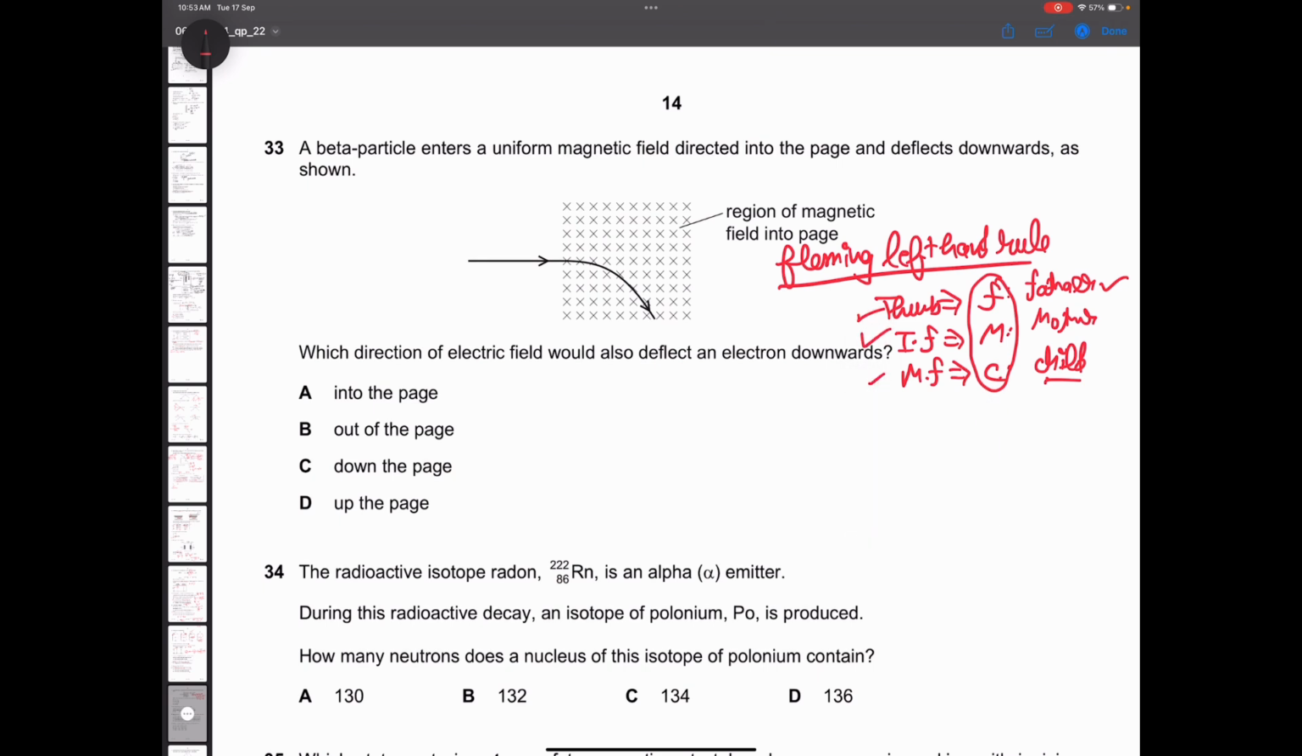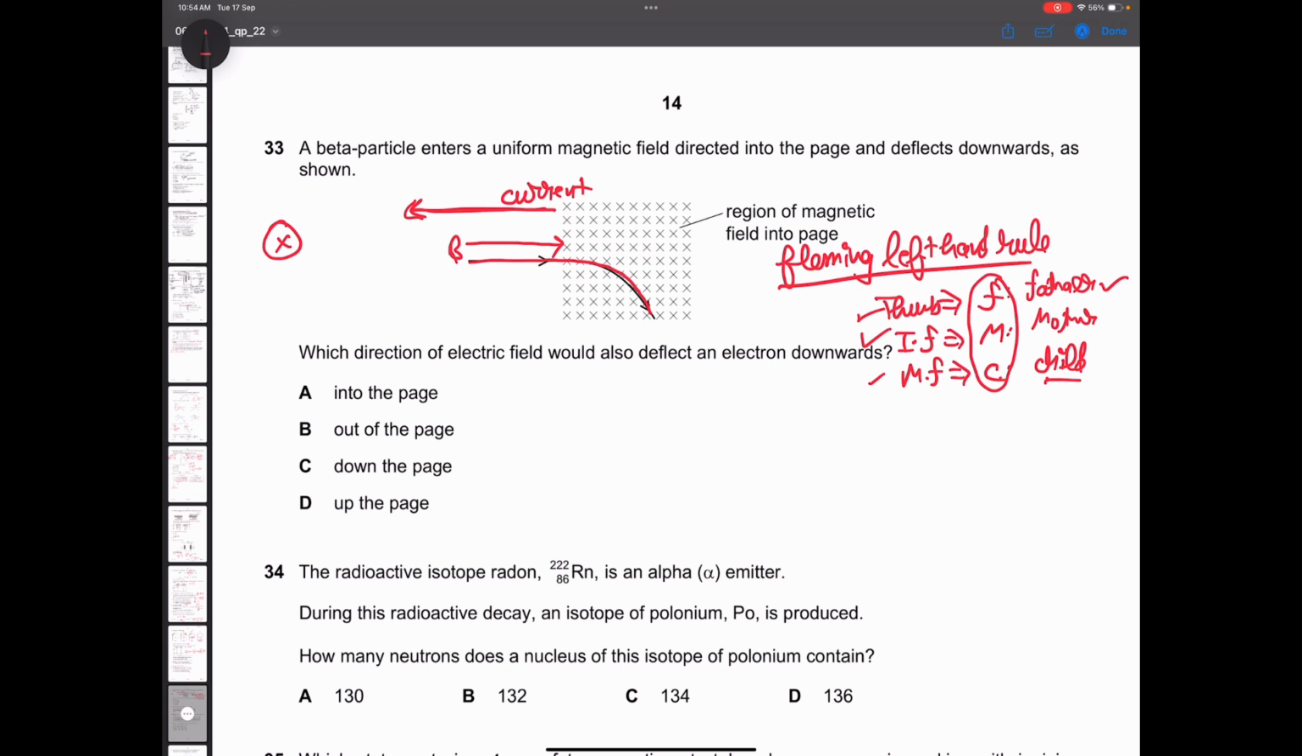Alright. Now it's a beta particle. Beta particle is going from left to right. So the direction of current will be from right to left. I'm just explaining how you should arrange your fingers in the hand in order to get this question. The current is going towards the left and the magnetic field is into the plane. Cross represents into the plane. So if you align your hand properly, then you will find out that the force is acting downwards. And this is what they have drawn. So this was the concept.